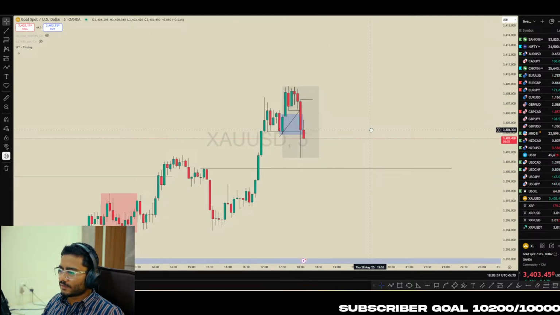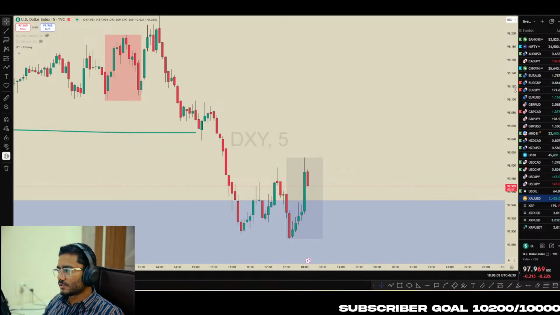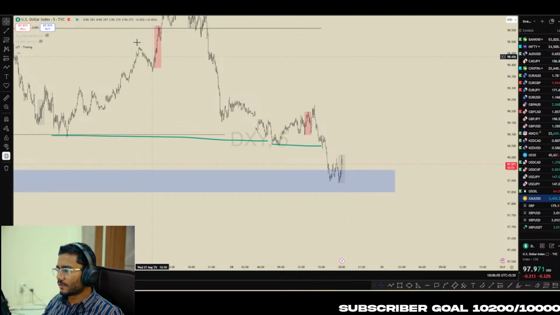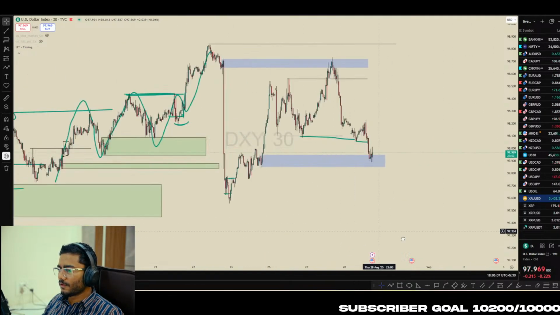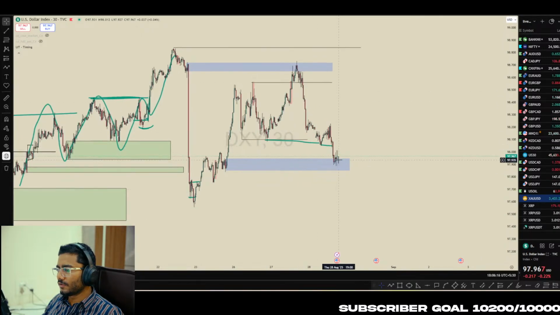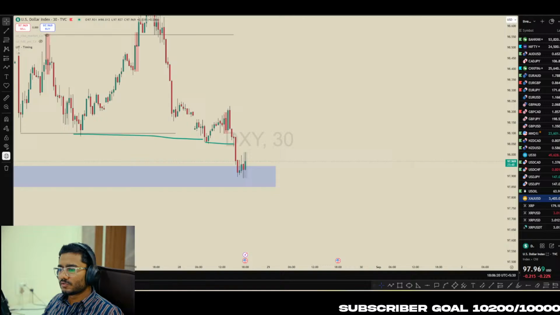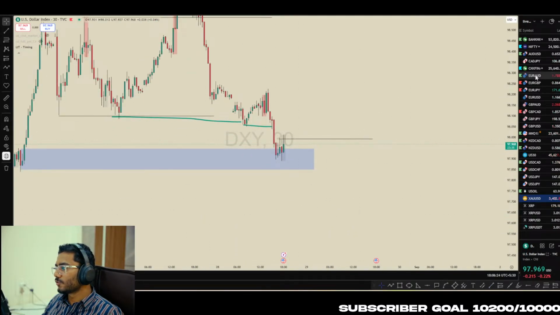Yes, price is just creating consolidation, and DXY is creating internal structures. Here also you can see the price is still creating internal structure. I was expecting price to sweep the liquidity and continue the upside, but then price started to give a reversal over here, and it's now reacting off of this order block. So at least it should sweep the order block and continue to the downside. So Euro USD and all the USD pairs can go to the upside.